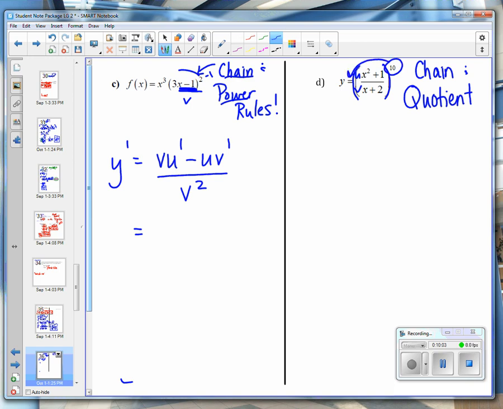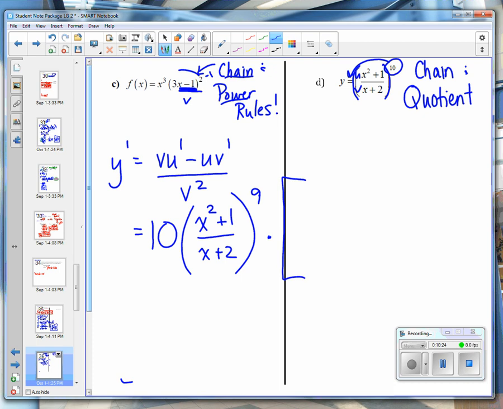Bring that 10 down, remember? So 10 times the whole thing, x squared plus 1 over x plus 2. And that's going to be to the power of 9. My goodness. Outside in, don't forget, like I just did. Now, remember with the chain rule, we need to multiply by the derivative of the inside. This is what I was getting all excited about.